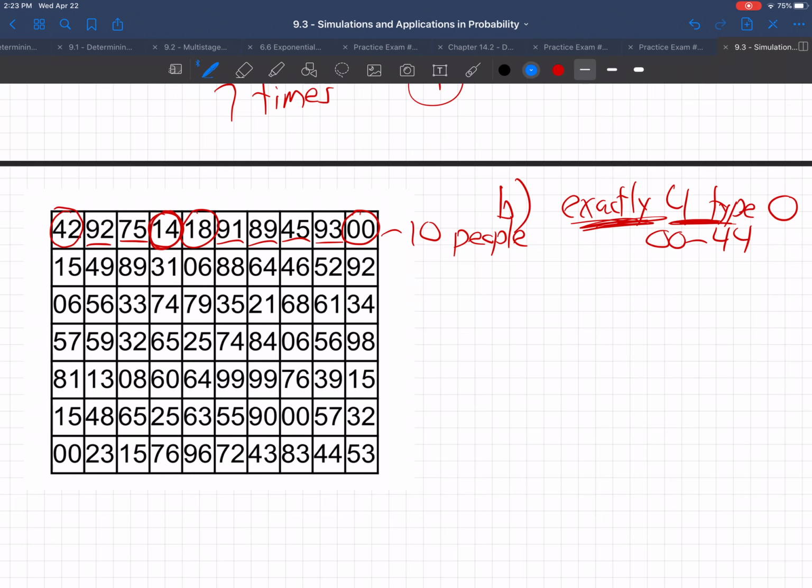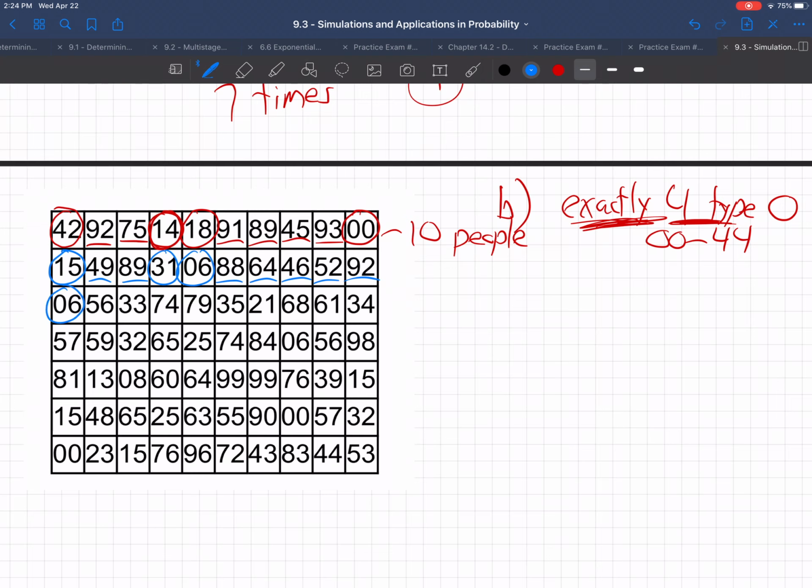Now we start again. 15, that's a type O blood. 49, no. 89, no. 31, yes. 06, yes. 88, no. 64, no. 46, no. 52, no. 92, no. We have to keep going. I wonder, is this confusing? We're going to go to the next. Why? Because we're supposed to get a 4th person, exactly 4. We only have 3 so far in this blue string.